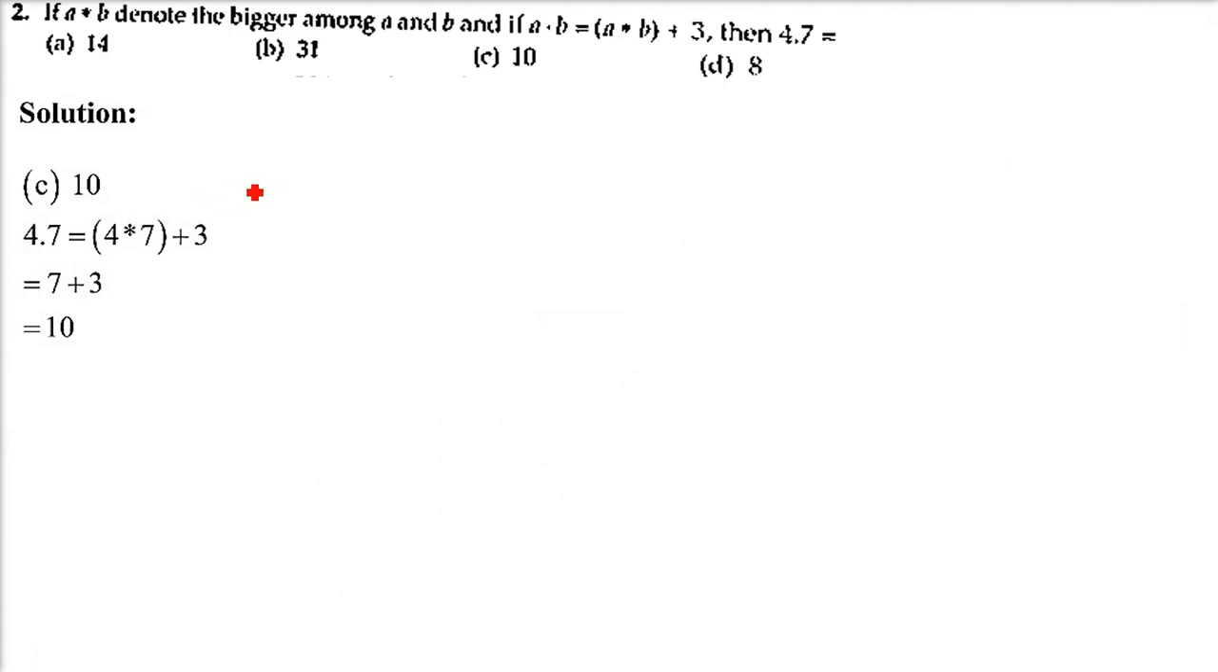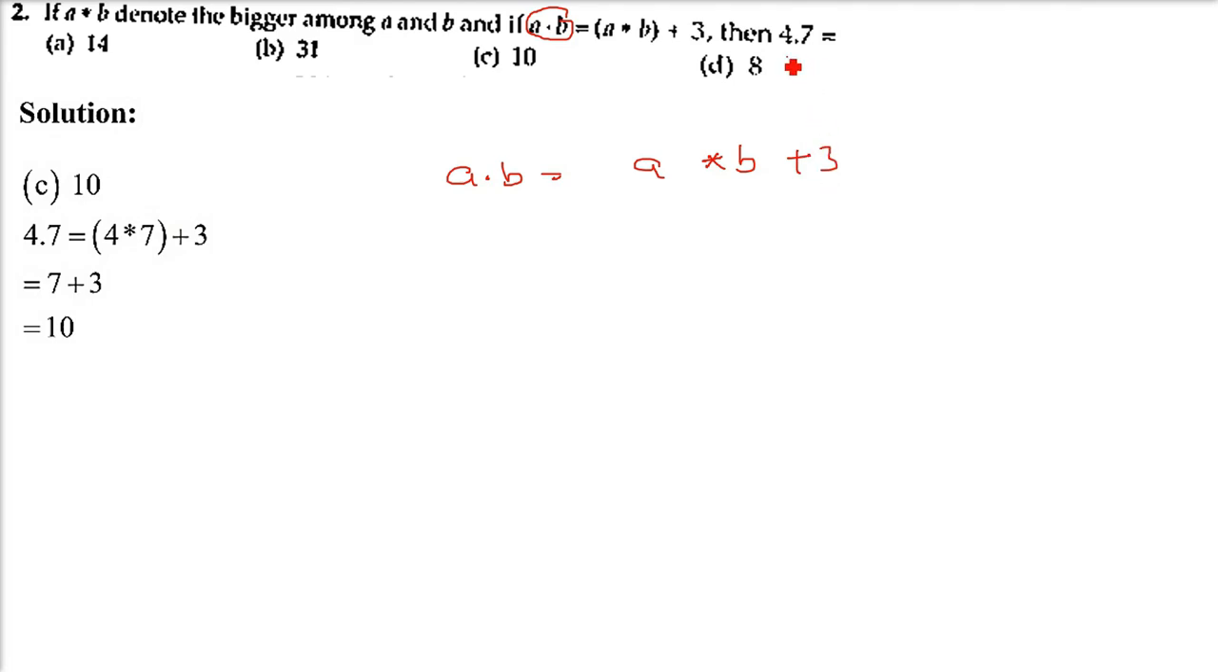Question number 2. If A star B denotes the bigger among A and B, and A dot B is also given, A dot B is equal to A star B plus 3, then we have to find out 4 dot 7. So see, 4 dot 7. A dot B is what? A dot B equals A star B plus 3.